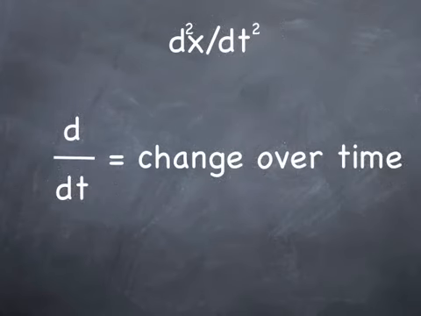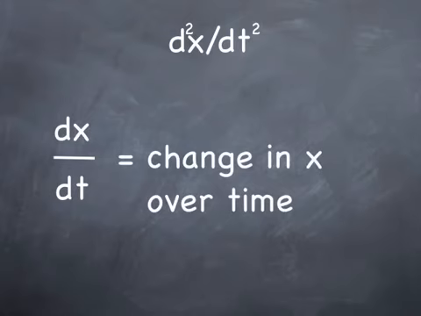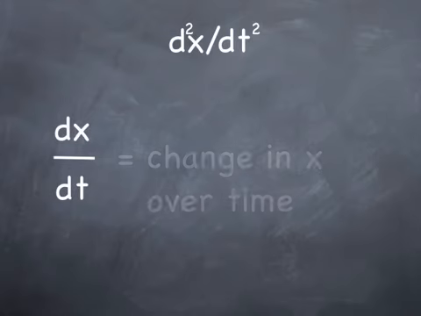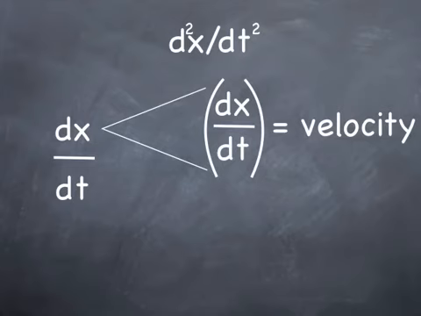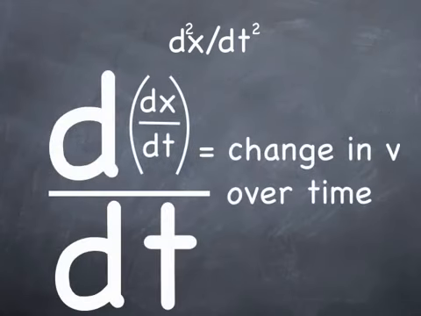d/dt is the change over time. dx/dt is the change in x over time. If we replace the x with the expression itself, dx/dt, the velocity, we get the change over time of the change over time of the position. There are two derivatives there. This is why it's called the second derivative. Again, it is the change in time of the change in time of the position, or the change in time of the velocity.